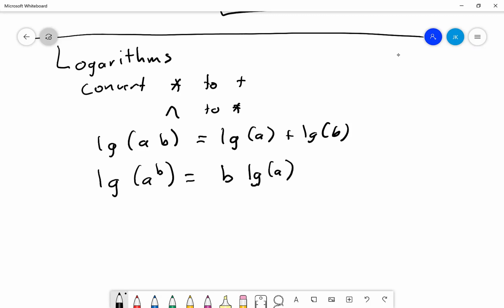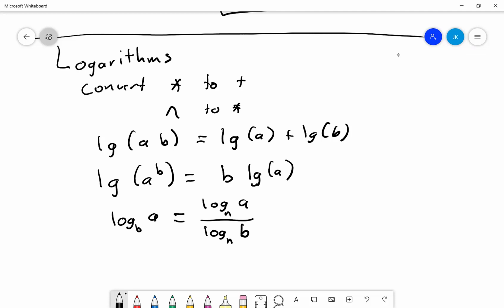Another thing just to keep in mind is that if you ever have the log of a and it's in base b, this is equal to the log of a over log of b in any other base. Okay, so you can always convert between different logarithmic bases just by doing division of the logarithms. So keep that in mind.